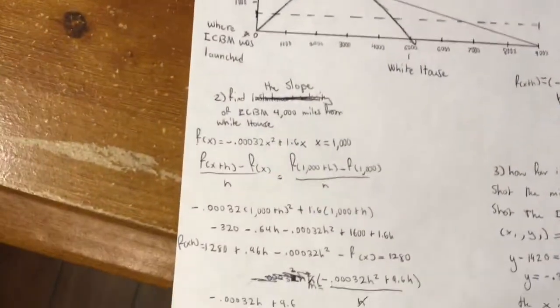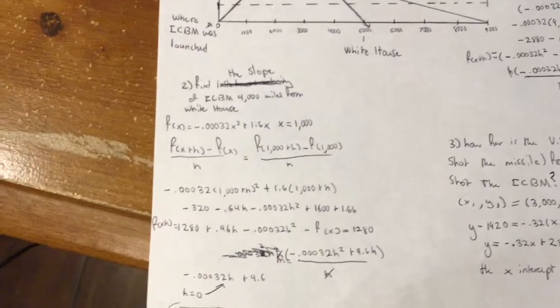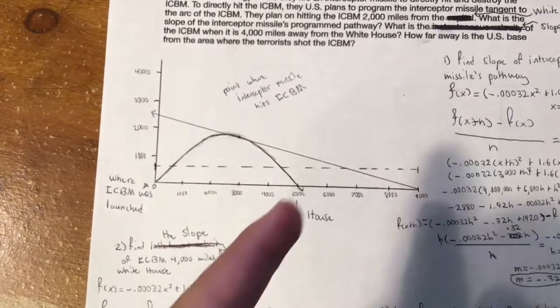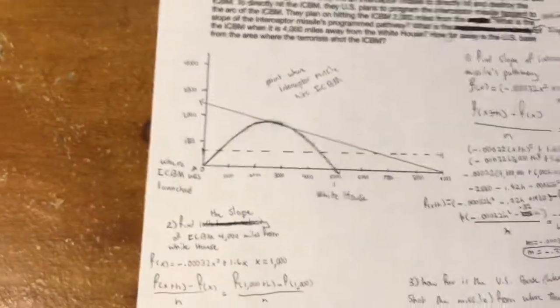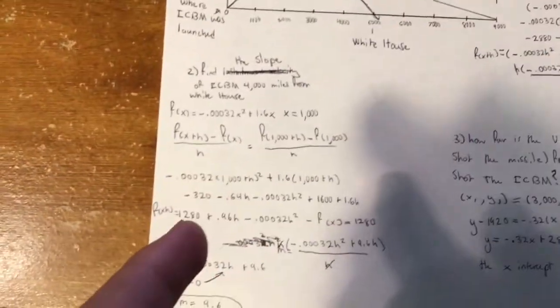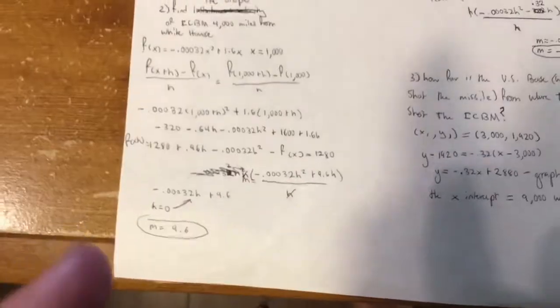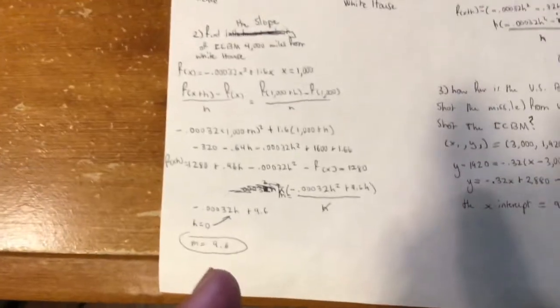Now, for number 2, you had to find the slope of the ICBM 4,000 miles away from the White House. So, 4,000 miles away from the White House on this graph is at the point (1,000, 12.80). So, to find the slope, I guess you could have used 2 points, but I used the derivative again. I used the derivative formula, and that was f of x plus h minus f of x over h. I did all the math that was similar to the math here, and I ended up getting a slope of 9.6.